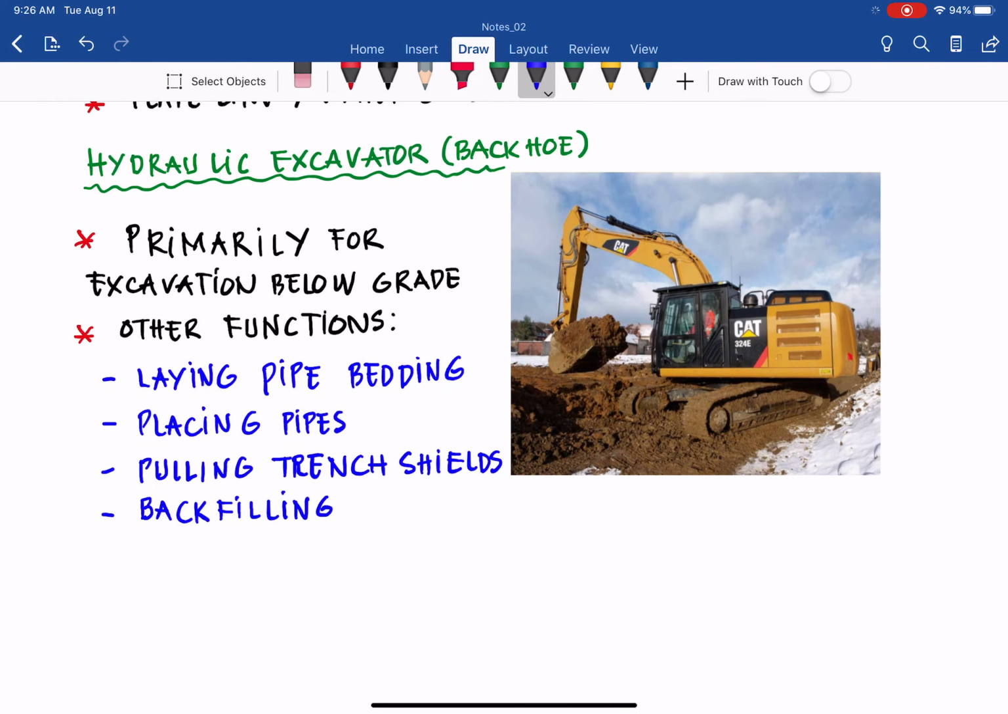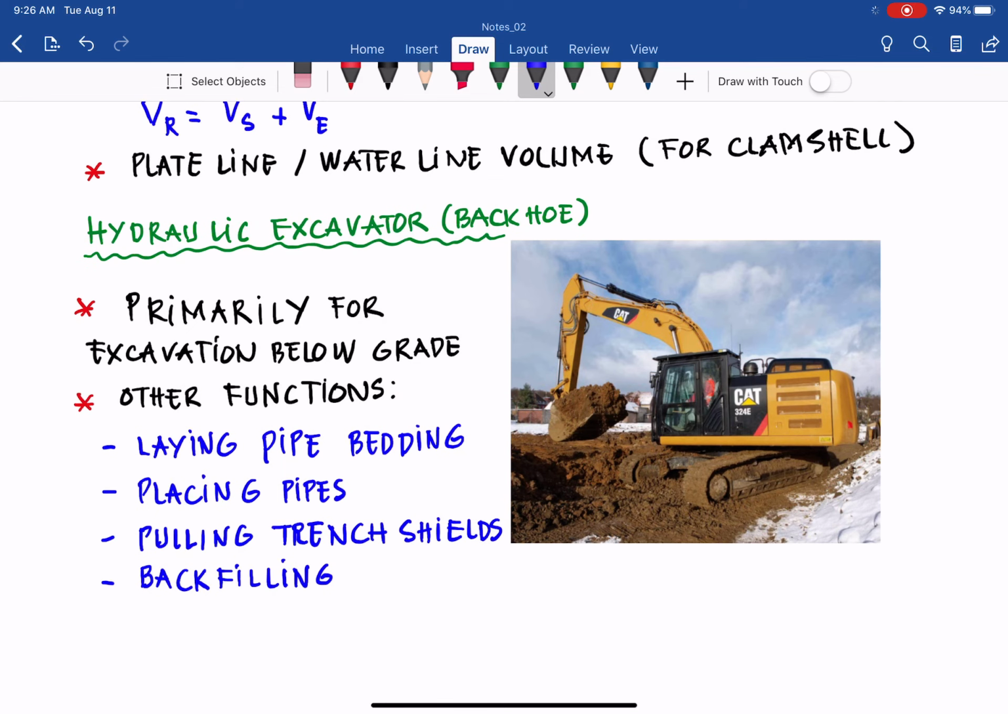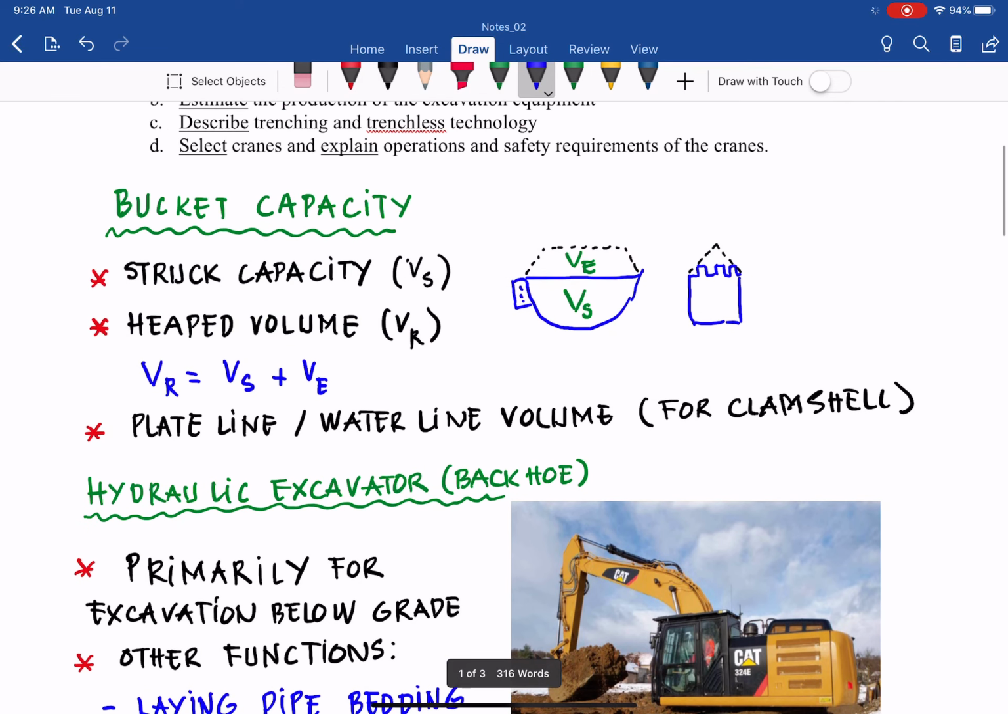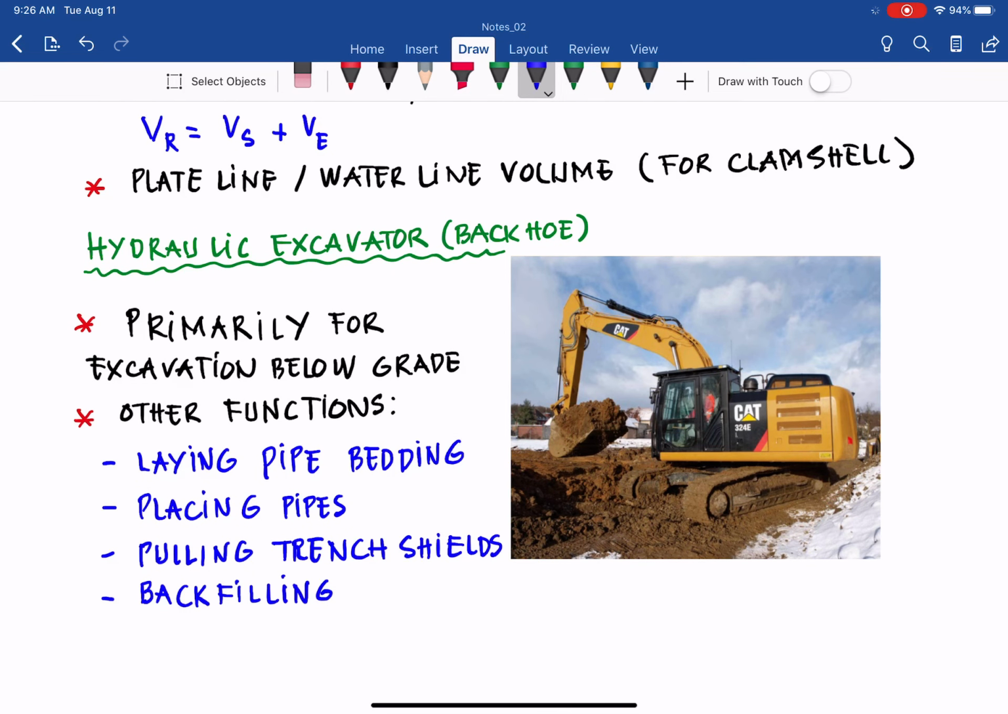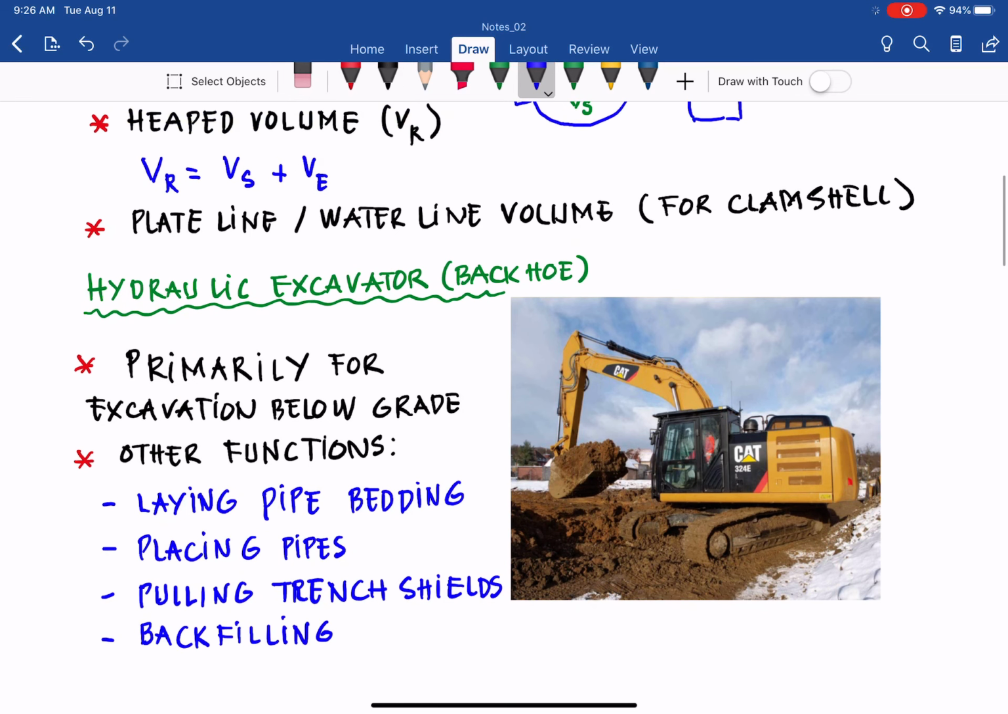So they have multiple functions for the hydraulic excavator, and that's why they became popular. With that, we have gone over the different kinds of bucket capacity and the overview of the hydraulic excavator, the most popular excavation equipment in construction. And in the next video, we will talk about the production of this backhoe hydraulic excavator and apply it to one problem.